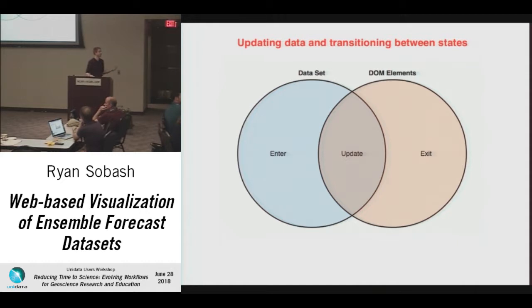So this is a summary, this Venn diagram of what's going on. You have your data set, you have the elements that may or may not exist yet, and they are joined via an update. If you have more data than elements on the page, it will create new ones. And if there's less data than you have elements on the page, it will remove the elements that aren't associated with the data.